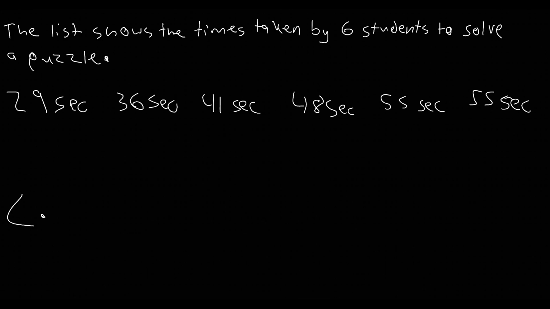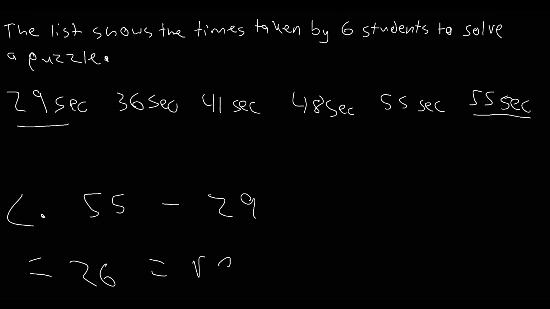So for my range, we've said that the range is just the highest value minus the smallest value. Pretty easy, just get this 55 over here at the end and this 29 over here at the end and subtract them. So 55 minus 29, that gives me 26, and that is equal to my range, which is my final answer.